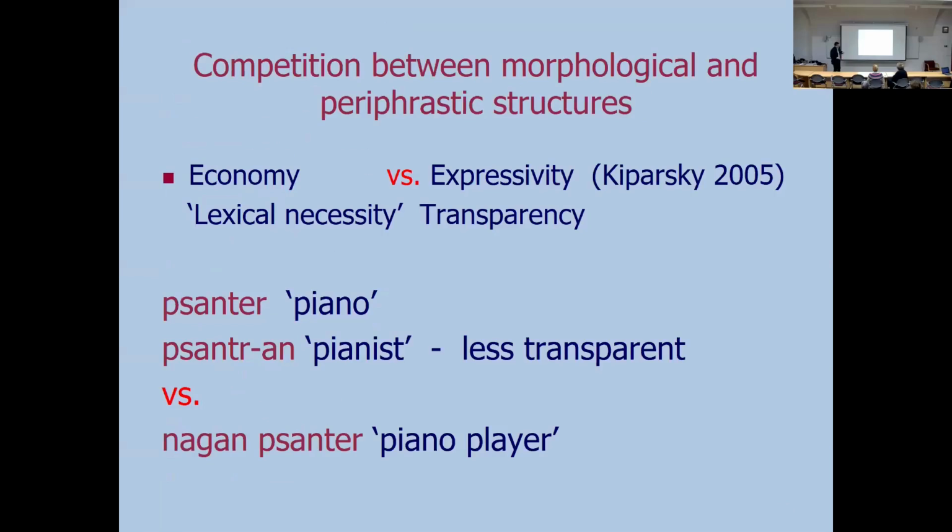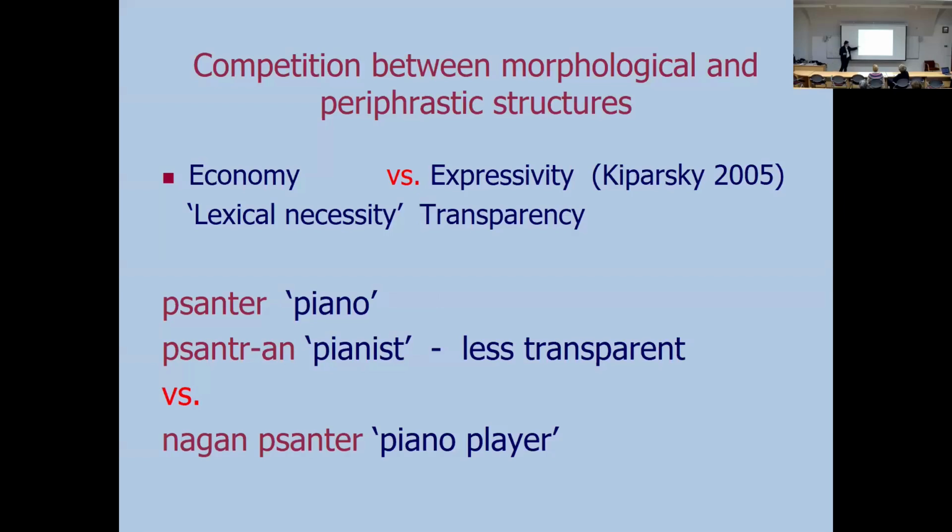And the competition between morphological and periphrastic constructions has been addressed with respect to two competing constraints as proposed by Kiparsky: economy versus expressivity or expressiveness. I added to it also lexical necessity versus transparency, namely the need to have a specific word to denote a specific concept, as opposed to semantic transparency, where the meaning is much more clear when we express it with two or sometimes more words in a syntactic structure, and the meaning as a result is more transparent. I'll just give a basic example.